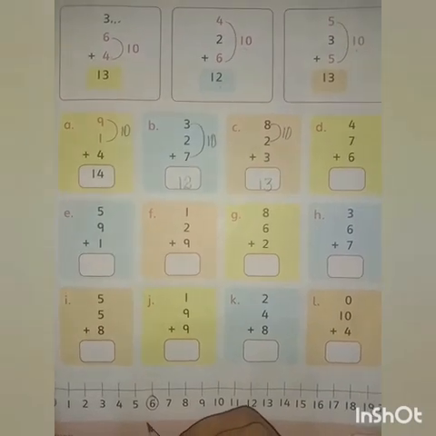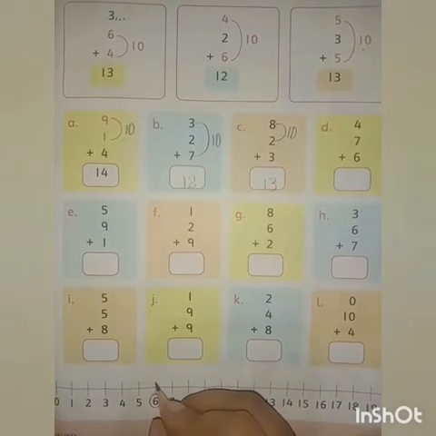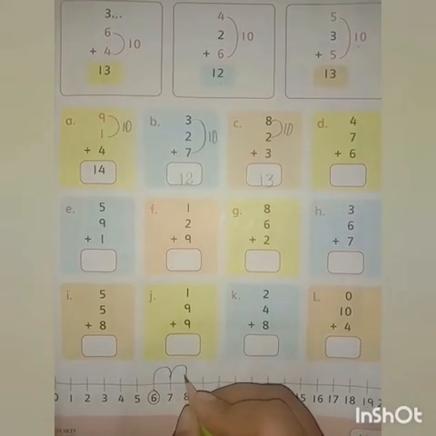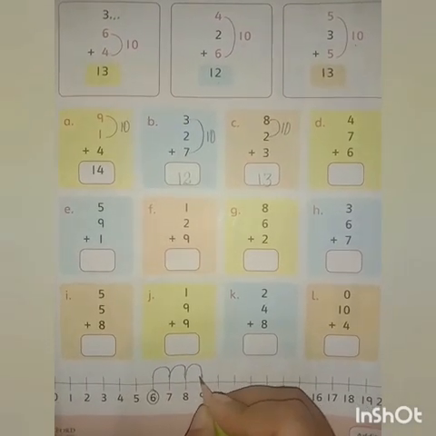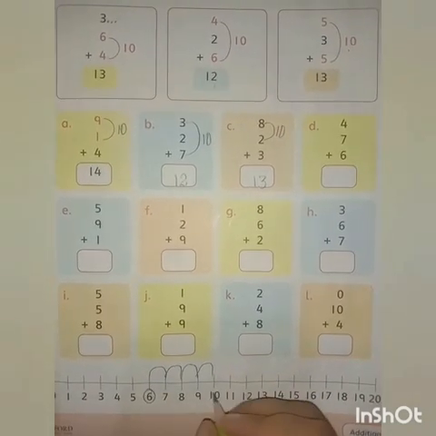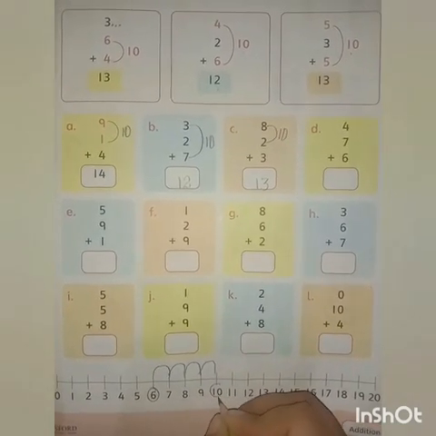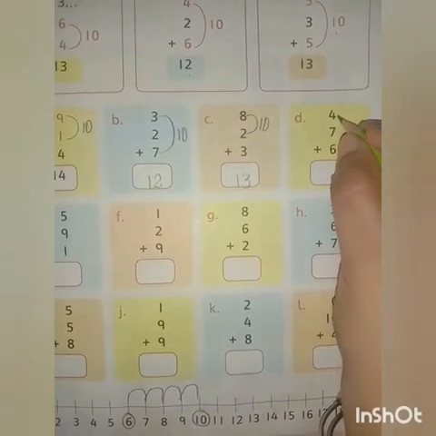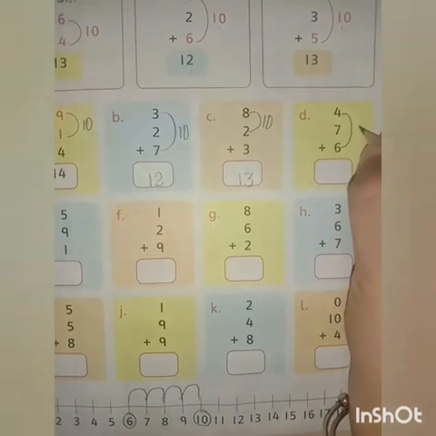Now jump 4 numbers to the right. 1, 2, 3 and 4. When we jump 4 numbers to the right, we got the answer and the answer is 10. Students, write here 10.